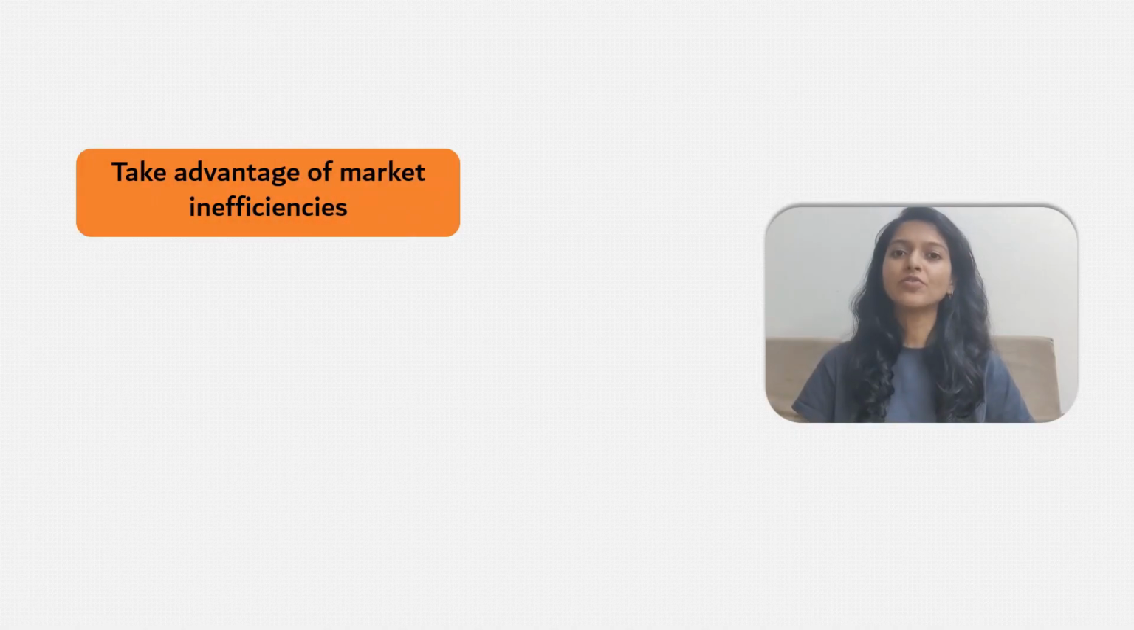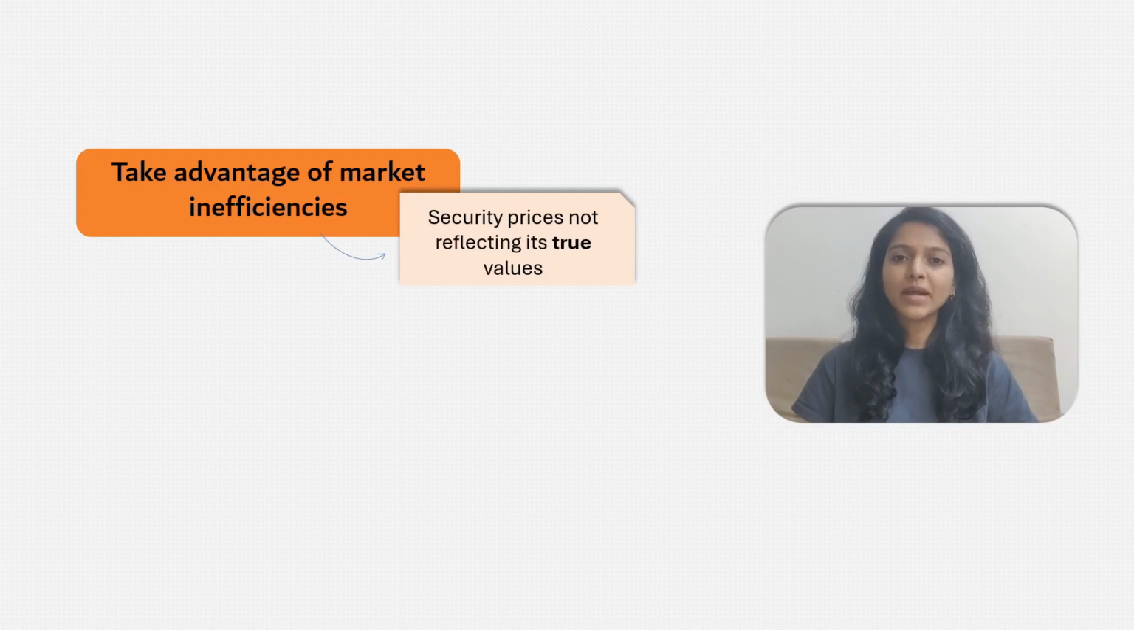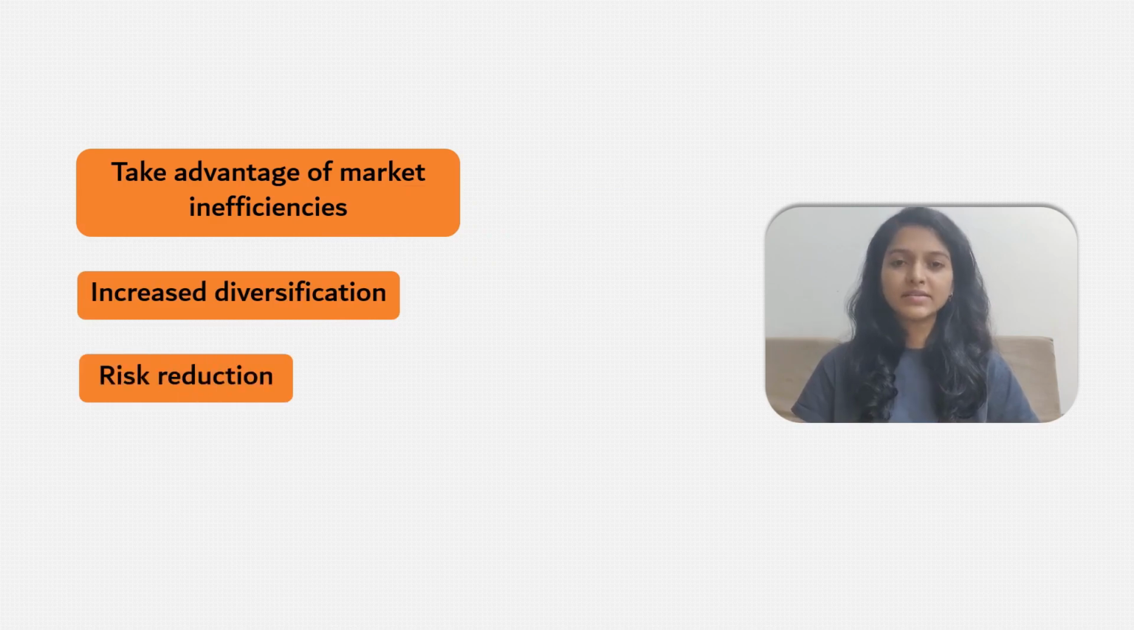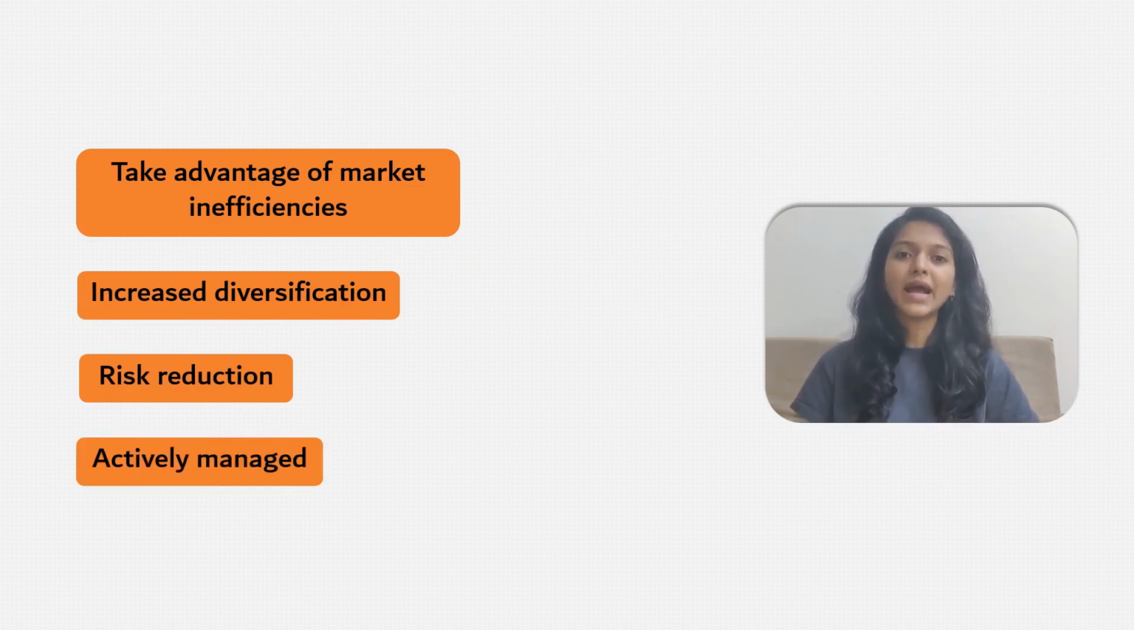Now, after briefly understanding how this strategy works, next we'll see certain points which highlight what is good and what is not so good about this strategy. Ability to take advantage of market inefficiencies. Market inefficiency means security prices not reflecting their true values. Increased diversification through asset class rebalancing. Third is risk reduction by buying undervalued and selling overvalued securities. And lastly, they are actively traded.